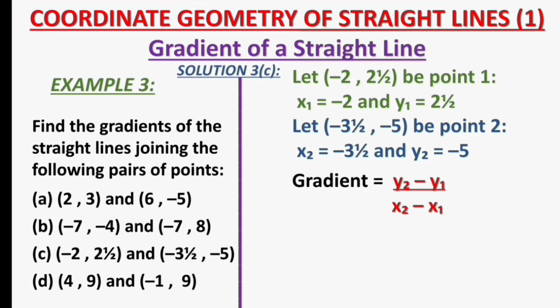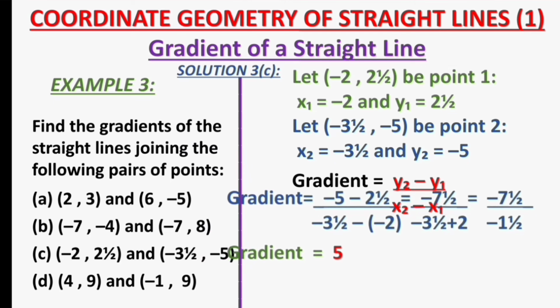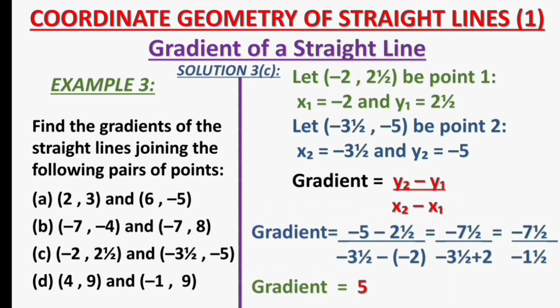When you substitute these values into the formula for gradient, which is y2 minus y1 over x2 minus x1, what will be the gradient of the straight line in example 3c? Let's see if you're right. When you substitute your values, the gradient of the straight line joining the 2 points in example 3c is 5. I hope you got that right.